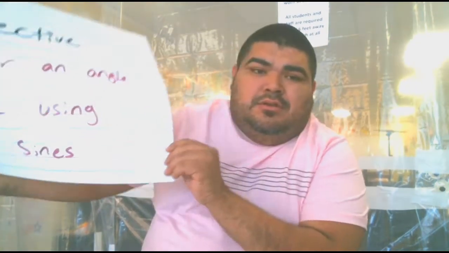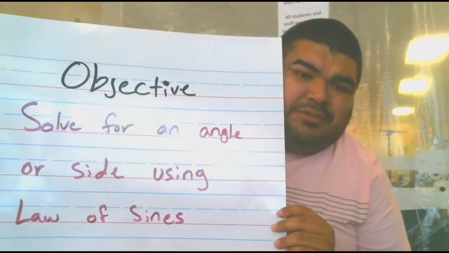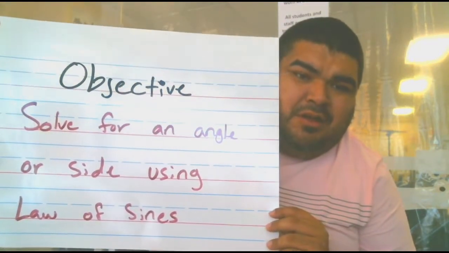Today we're going to cover law of sines. That's what we've been covering lately. So our objective for today is to solve for an angle or side using law of sines. Okay? When I say we're solving for an angle or a side, it usually means of a triangle.